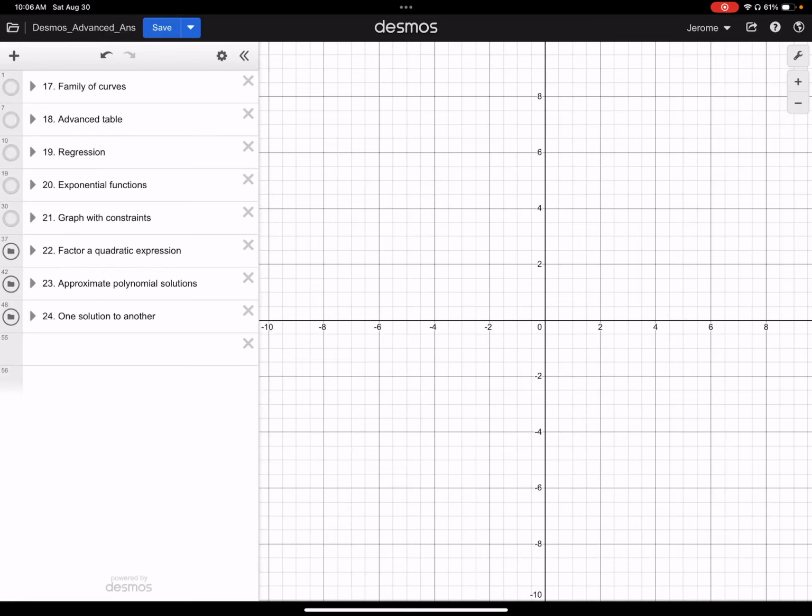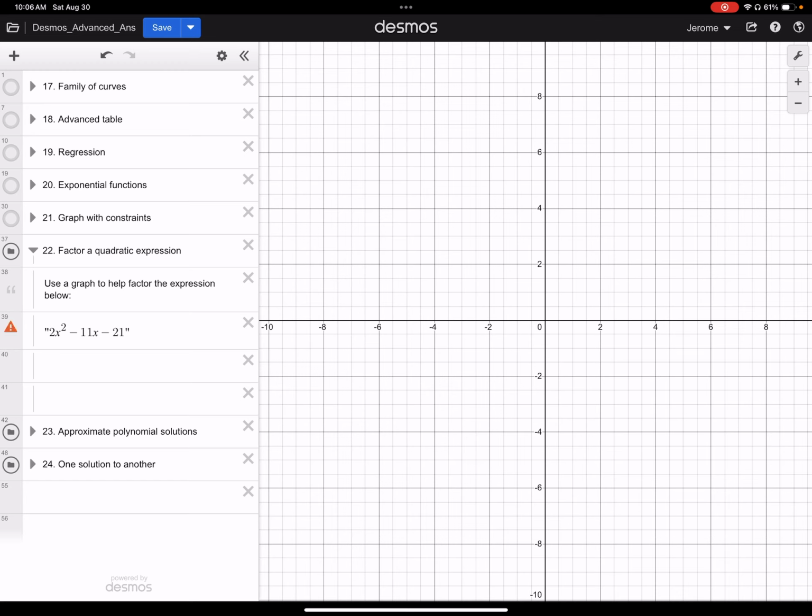Right, our advanced Desmos task number 22, we're factoring a quadratic expression. And in my experience as a teacher, factoring is something that usually gives students a bit of trouble, a little bit of challenge. So in Algebra 1 last year, factoring quadratics is among one of the tougher skills to learn. And it takes some students years to master it.